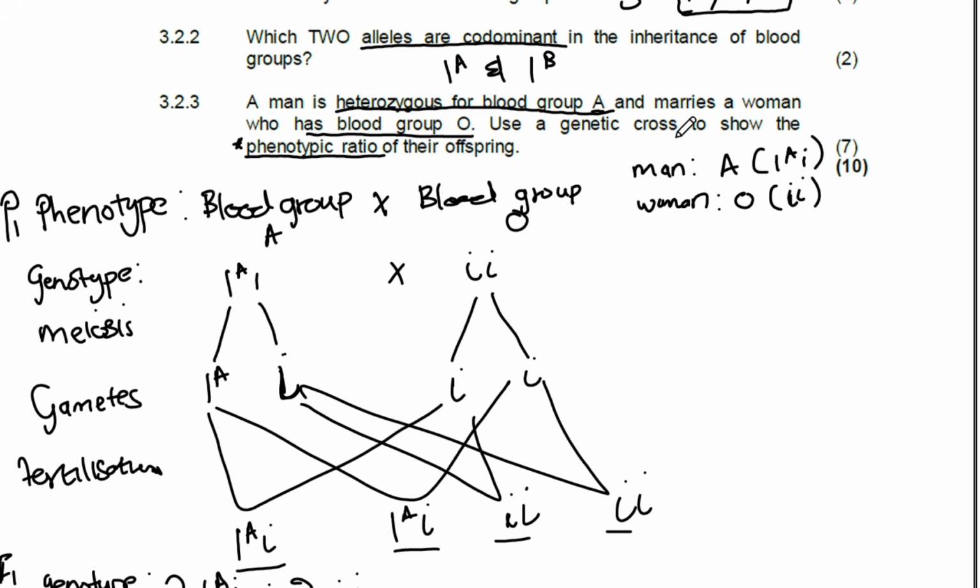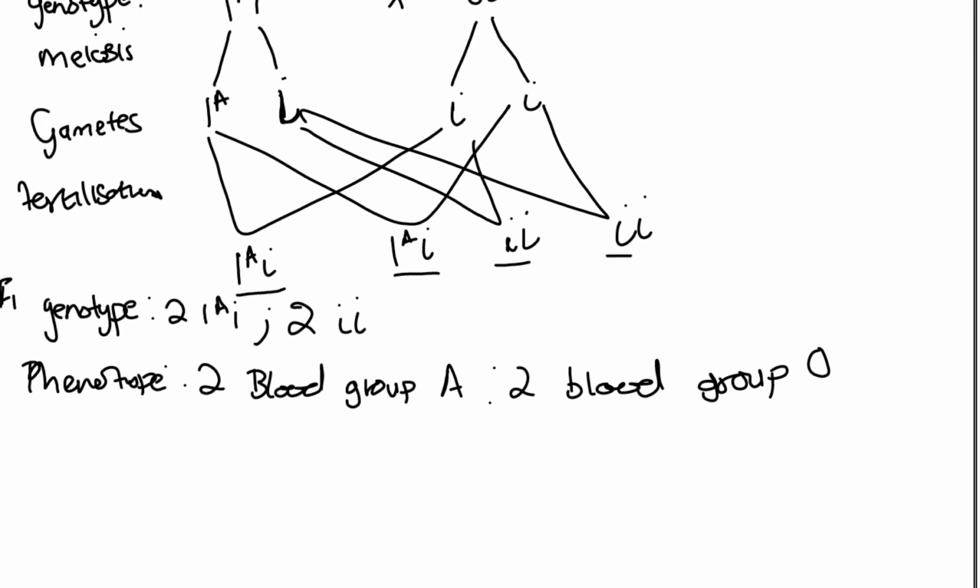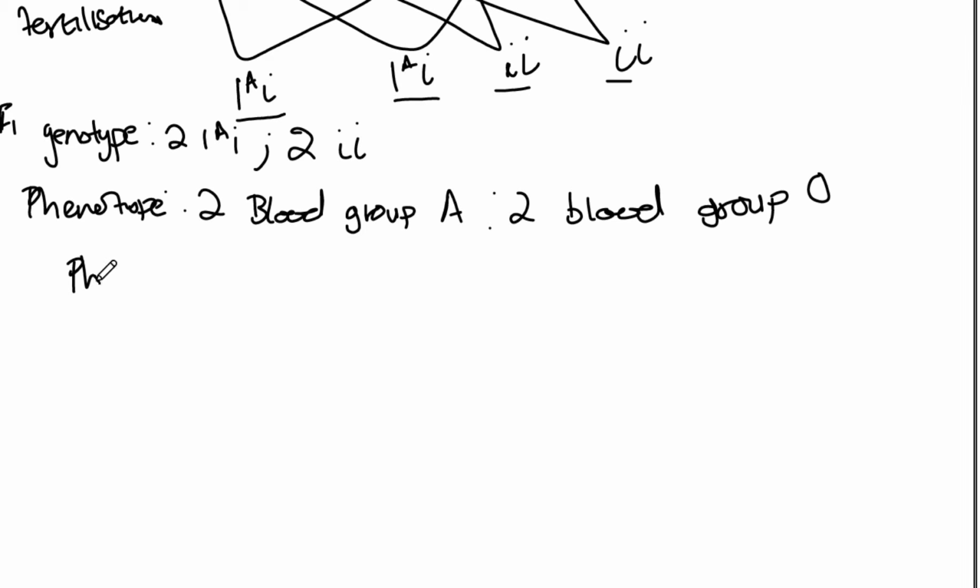They've asked us to use a genetic cross to show the phenotypic ratio. So that's what we need to show at the end. At the end, we need to show the phenotypic ratio of the blood groups. The blood groups that we have for the offspring are blood group A and blood group B. So 2 is to 2, we have to simplify it. So that is 1 is to 1. So 2 is to 2, therefore 1 is to 1.